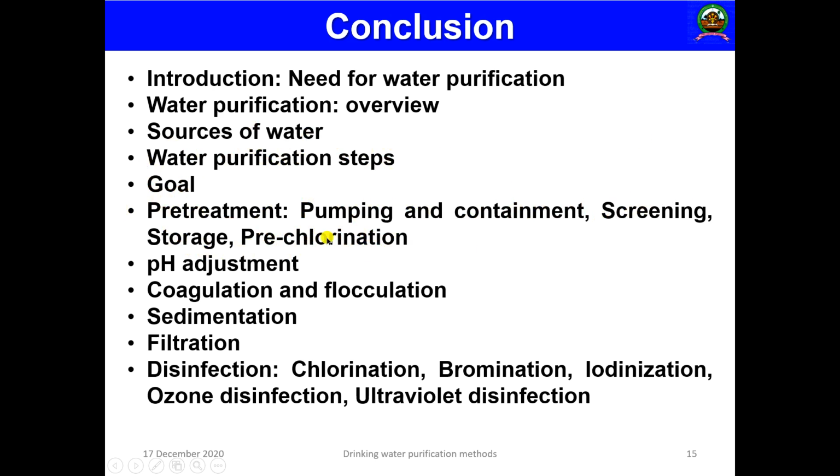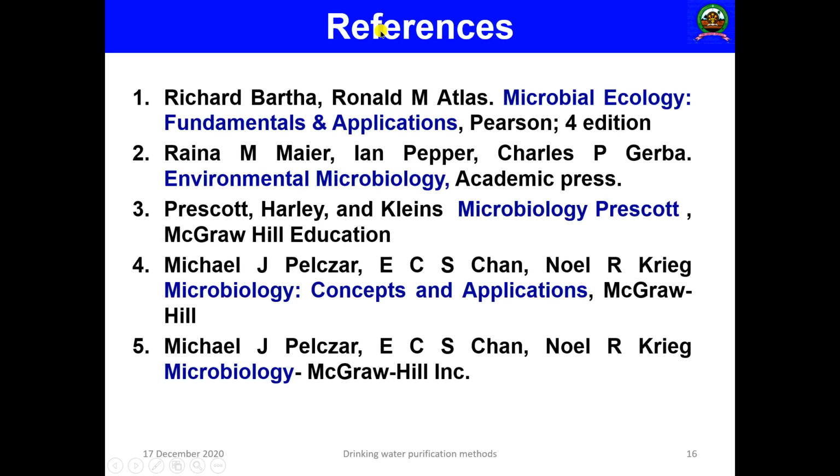Once the pre-treatment is done, the water needs to be subjected to pH adjustment. The pH needs to be adjusted, then go to the coagulation, followed by flocculation. We add a certain coagulant, then a certain flocculant, then flocs will be produced. Then the sedimentation process, finally the filtration, and finally the disinfection, either chlorination or bromination or iodination or ozone disinfection or ultraviolet disinfection. So these are all the steps required for drinking water purification. These are the main important steps. So these are the main important references.